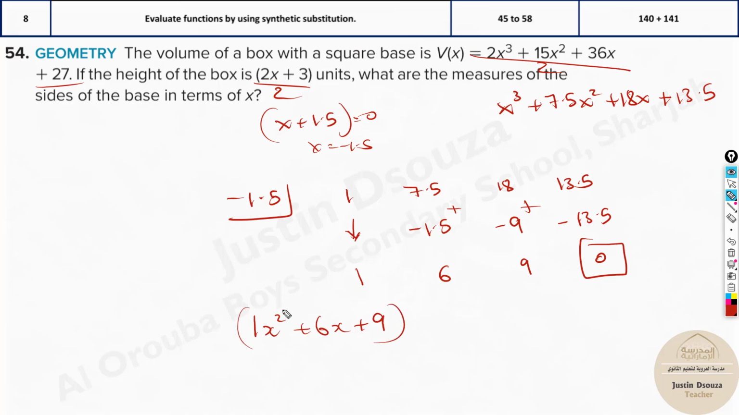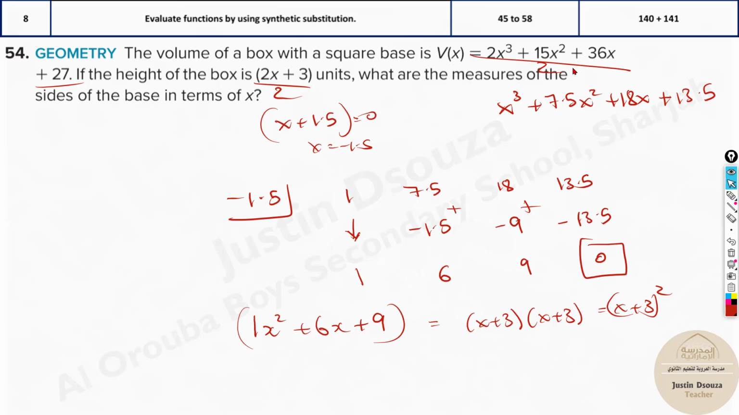Now you can factor it out by using mode 5 3, but I'll just do it over here. 3 and 3. 3 times 3 is 9, and when you add it up it's 6. So it's basically x plus 3, x plus 3. Or it's x plus 3 the whole square. It's because it's a square base, right? So the sides are x plus 3.